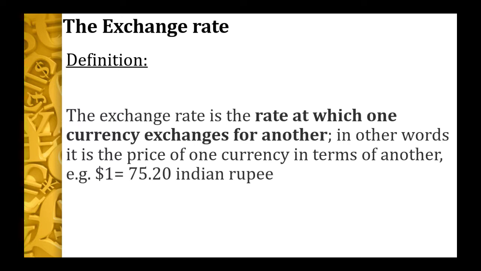Let's see an example. 1 US dollar is equal to 75.20 Indian rupees. It means 75.20 Indian rupees we have to pay to get $1. So the price of $1 in Indian rupees is 75.20. So what is exchange rate? It is the price of one currency in terms of other country's currency.